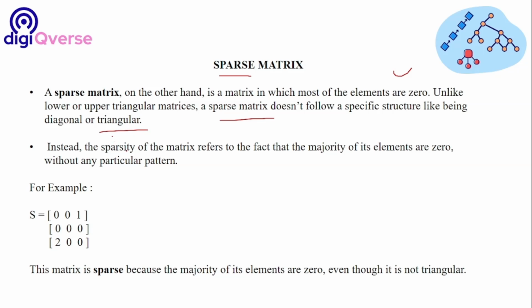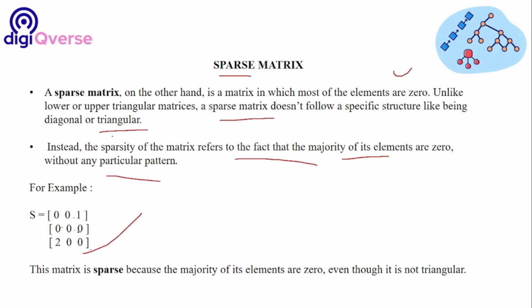Instead, the sparsity of the matrix refers to the fact that the majority of the elements are 0 without any particular pattern, because there is no specific pattern in the sparse matrix. So for a sparse matrix, most elements must be 0 inside the array. Like in this array, there are 3 by 3 matrices here, and we have only 2 non-zero elements and the rest of the elements are 0.